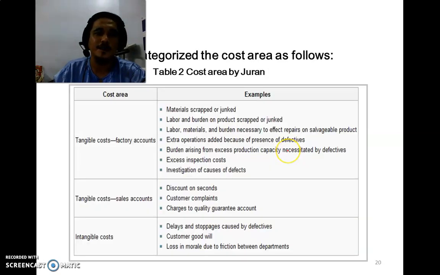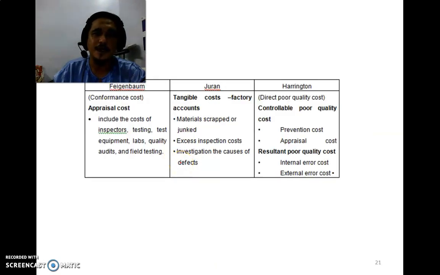Okay. All right, so some of the cost is tangible, some of the cost is intangible. Tangible is what we can convert in terms of money, but intangible cost is sometimes monitored based on performance, such as performance of the machine, performance of the production. All right, so some of the researchers, some of the founders of quality, studied the cost. Feigenbaum studied the appraisal cost, including the cost of inspectors, testing, test equipment, lab. That's why in lean manufacturing, test and inspection are considered waste.